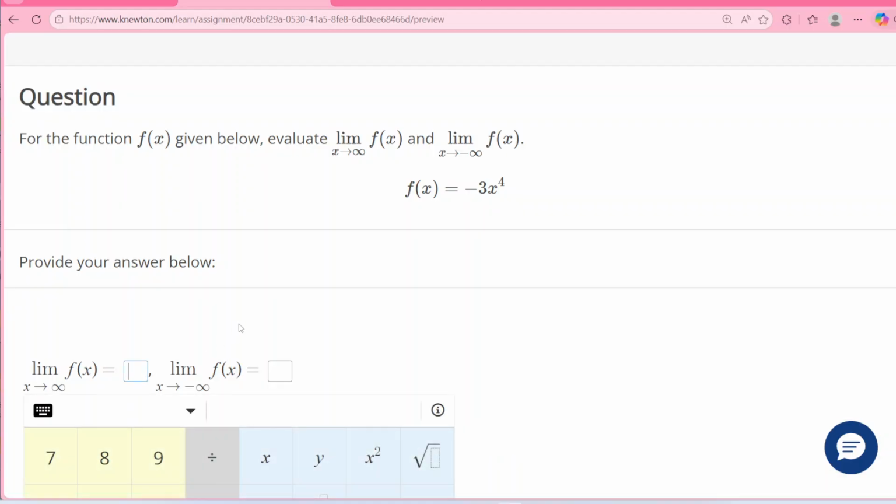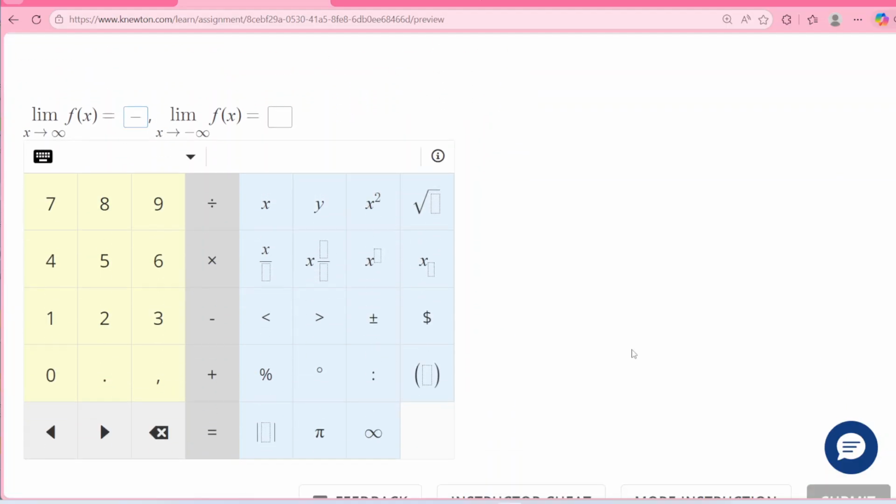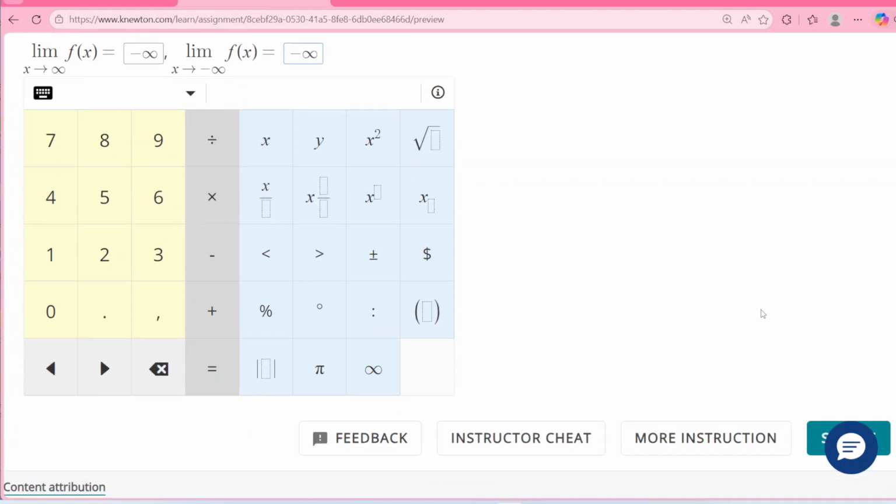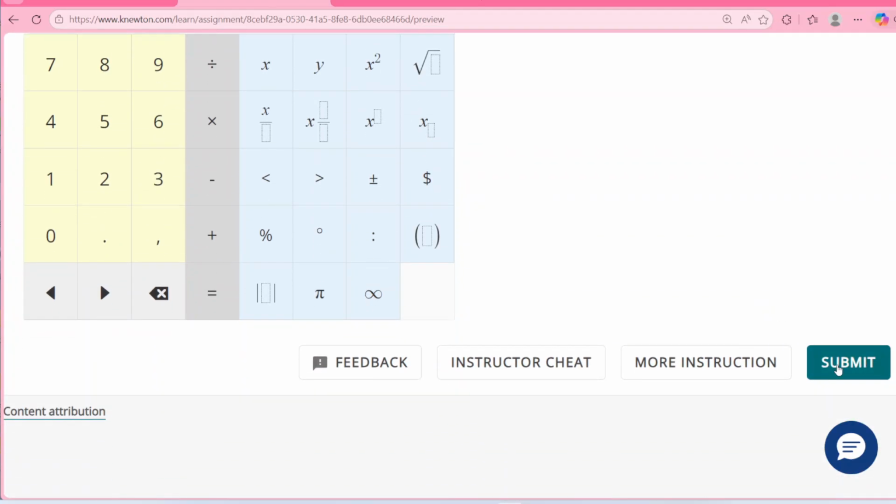So the limit at either infinity is negative infinity, right? So I'm just putting negative infinity in for both of these. Real simple. Look at a graph, make a table, or just think about it. You should be able to figure that out.